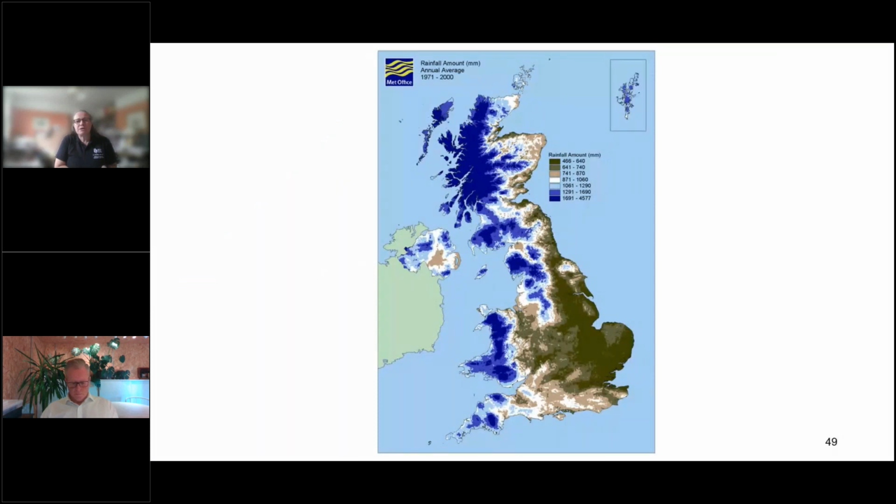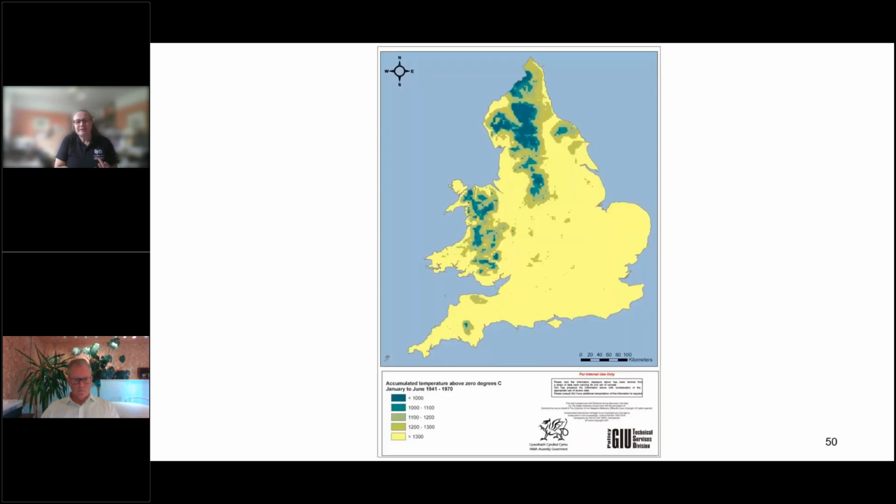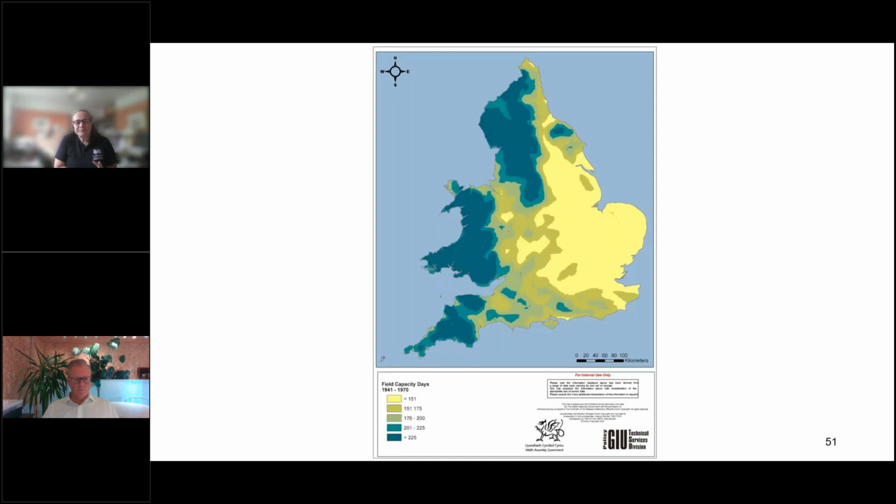So this map shows the rainfall across the whole country on which the 5-kilometre data set is based. As you can see, the east is the driest and the west and the north is the wettest. Next slide. This is the average temperature across the country. Again, the east and southeast is the driest, the warmest, and the west and the northwest is the coolest. And finally, the next one.